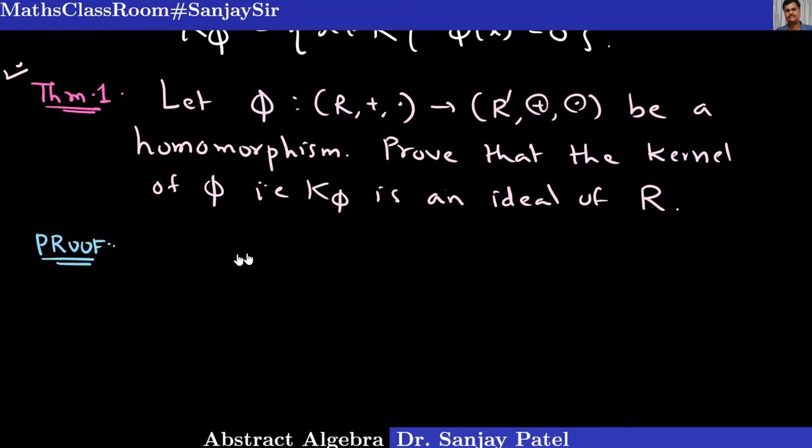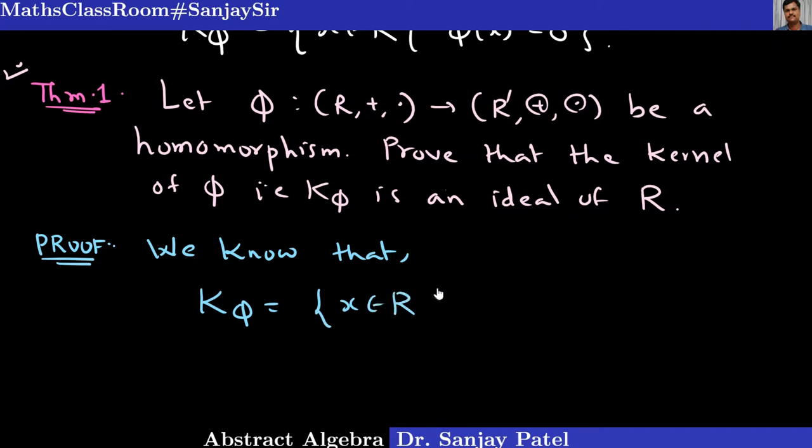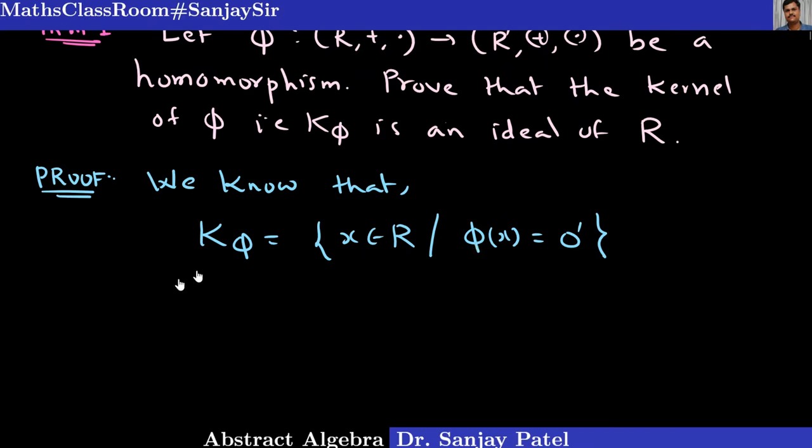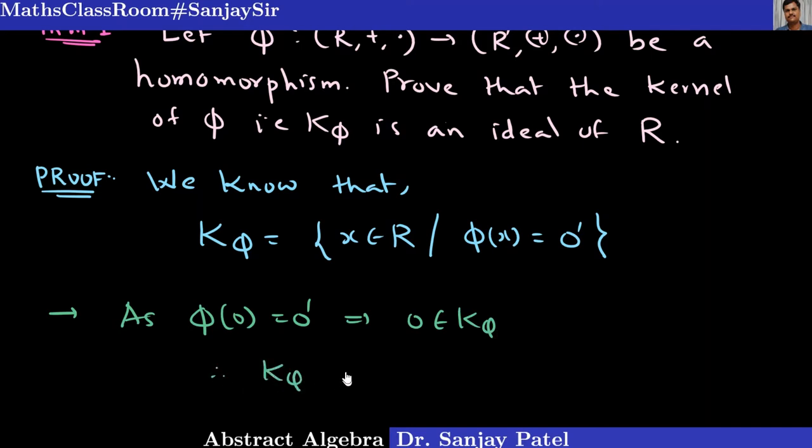To prove that K phi is an ideal, we need to show three things. It is non-empty and it satisfies the two conditions of the definition of ideal. We know that the kernel is given by the set of all x belongs to the domain such that phi of x is equal to 0 dash, where 0 dash is the zero element of codomain, and we want to prove that this is an ideal. So first thing, as phi of 0 is equal to 0 dash, we know that 0 belongs to the kernel phi, and therefore the kernel is a non-empty set. Let us call this result number 1.